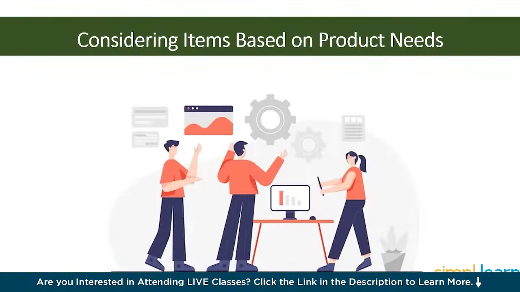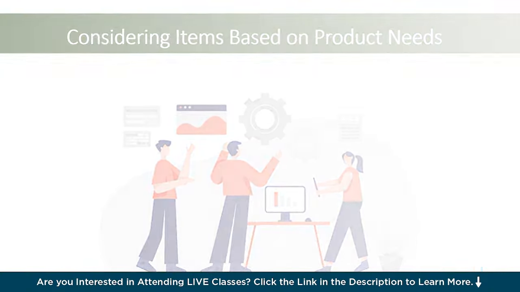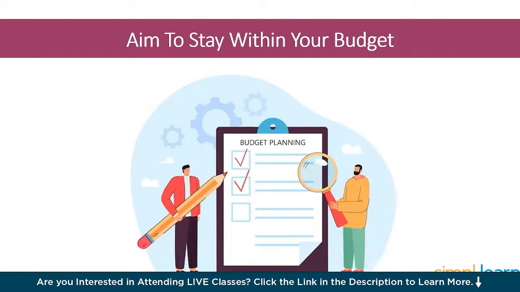Moving on, we have to consider items depending on product needs. Following your research, it's time to analyze the items in light of your unique needs. Start by grading each item according to how effectively it satisfies your needs. To rank the various items, you may add a column to each need. This stage will enable you to evaluate and contrast several solutions and decide which product management suite is best for your team. The next consideration is to aim to stay within your budget.